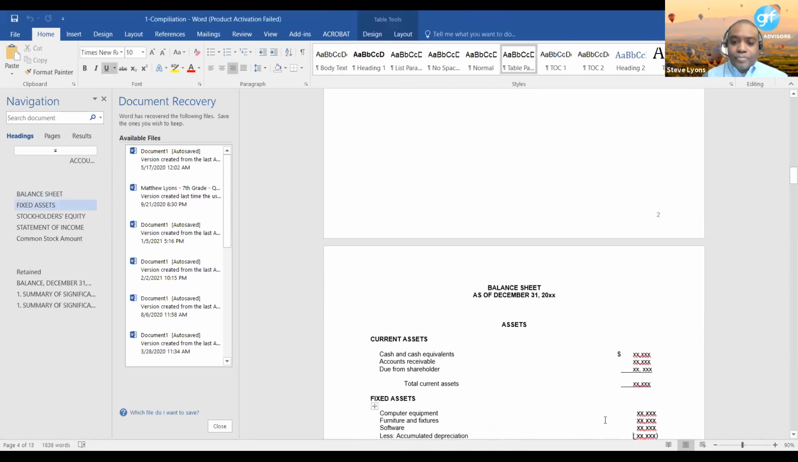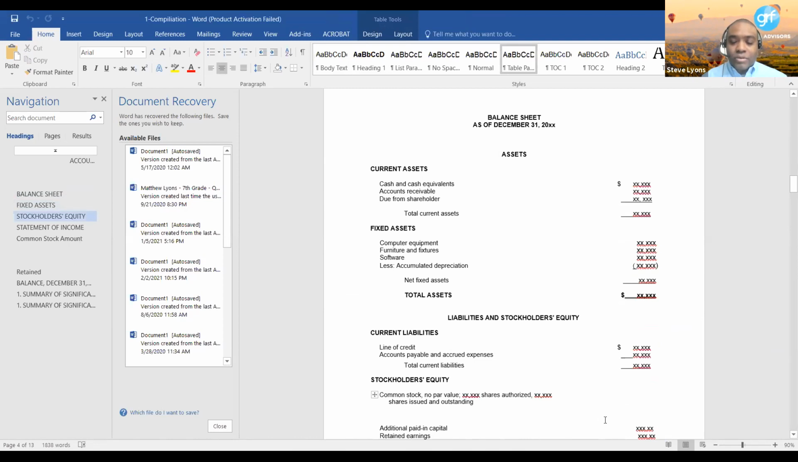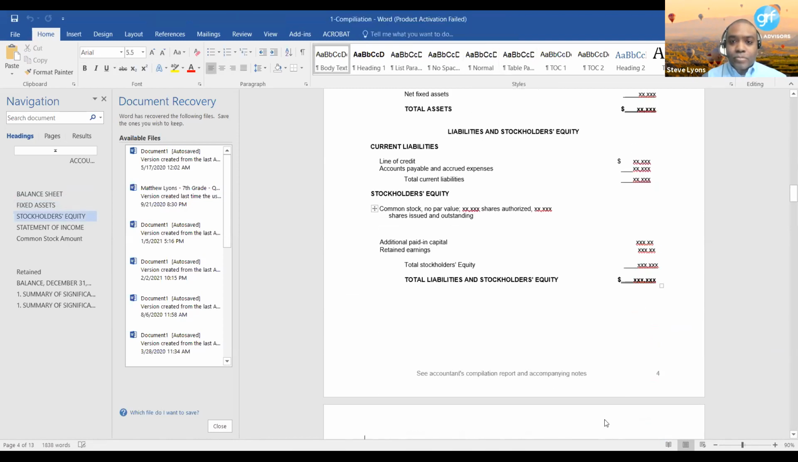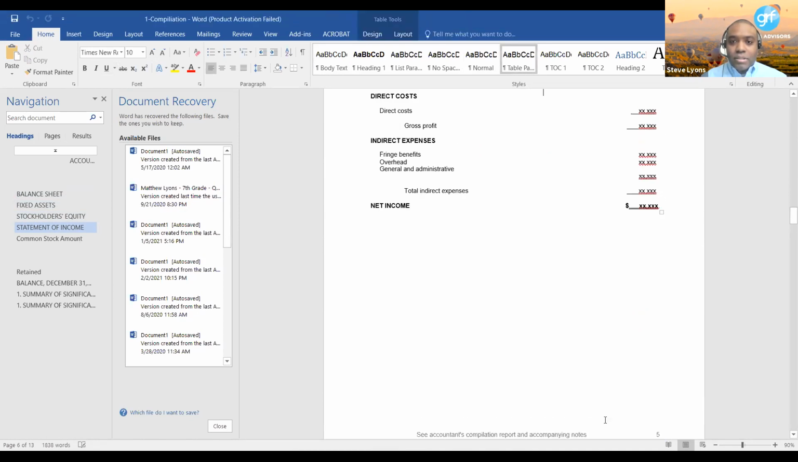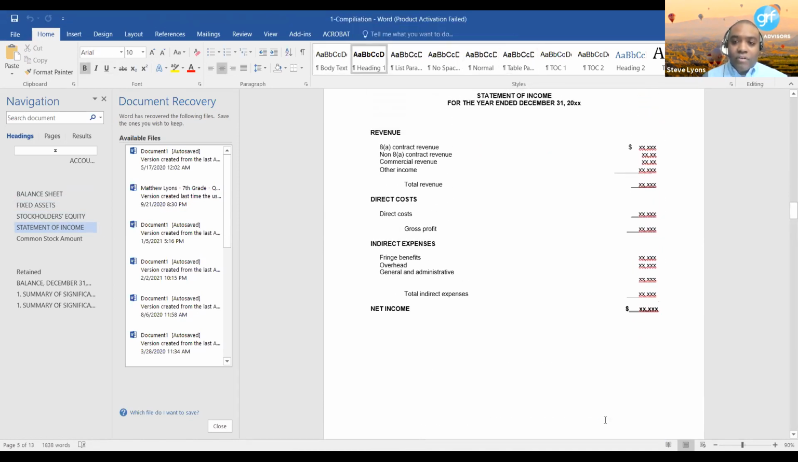The balance sheet, your assets and liabilities and your equity, is a required financial statement in the report. Statement of income, another required financial statement in the report. Also here, as I mentioned earlier in the presentation, revenues are broken out. Here you see the contracts received through the 8(a) program. If you have contracts that are not 8(a), your commercial revenue, and then if you have any other income, that's there too. That could be investment income, for instance. Then we break out the direct costs, your indirects, and then obviously your net income.